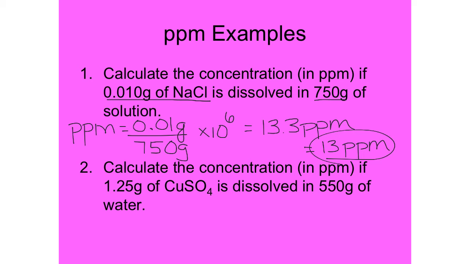Parts per million is used very frequently with environmental work, where even a small amount of a contaminant is a big deal. So typically with parts per million you have a pretty small amount of your solute. This next example, we have a slightly bigger amount. We have the 12.5 grams of copper sulfate, and our water is 550 grams.